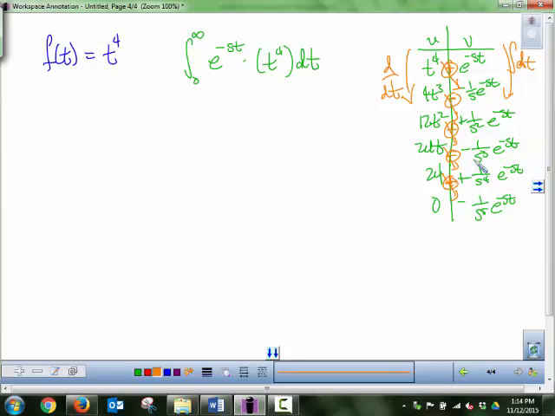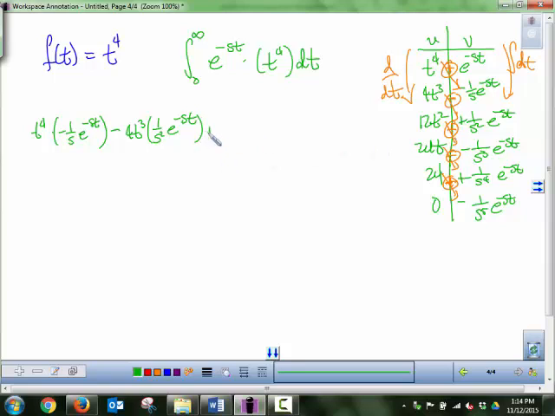For those people that really know how to use this, am I doing it correctly so far? Never seen it? Yeah. All right, so what you're going to do is combine these products. So you're going to have t to the fourth times negative 1 over s, e to the negative st, minus 4t to the third, and this becomes positive 1 over s squared, e to the negative st.